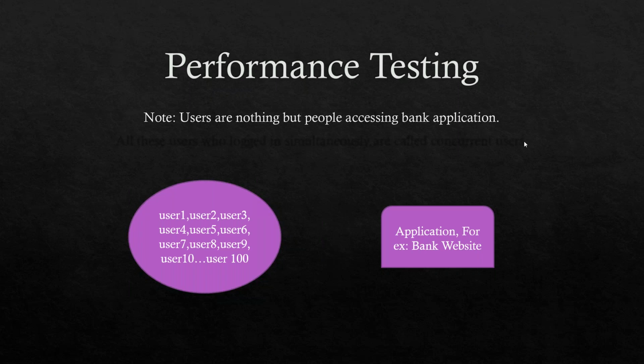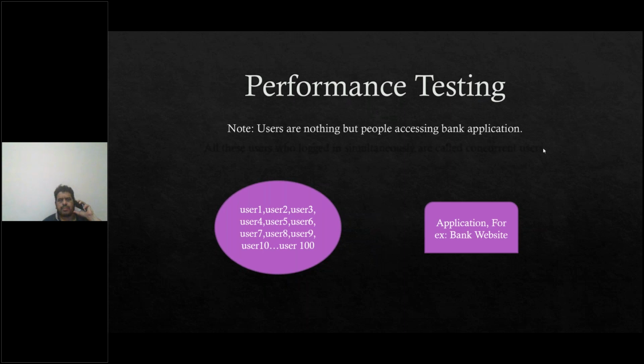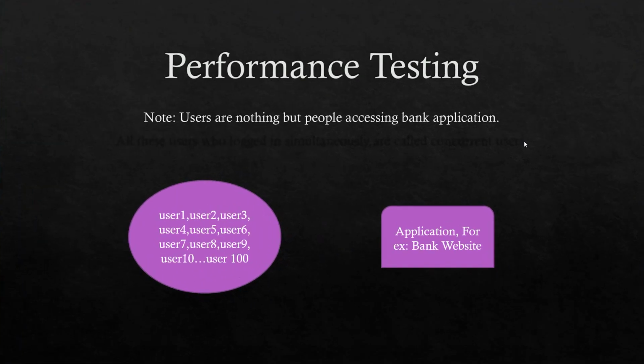So let's assume we have an application, for example, a bank website, and then also we have a certain number of users, and I have shown it: user 1, 2, 3, and so on till user 100. Now who are these users? In a real-time scenario, these users are nothing but the people who are accessing the bank application. For our testing purposes, we are simulating users, so that's the reason I've mentioned user 1, user 2, user 3, and so on till user 100.